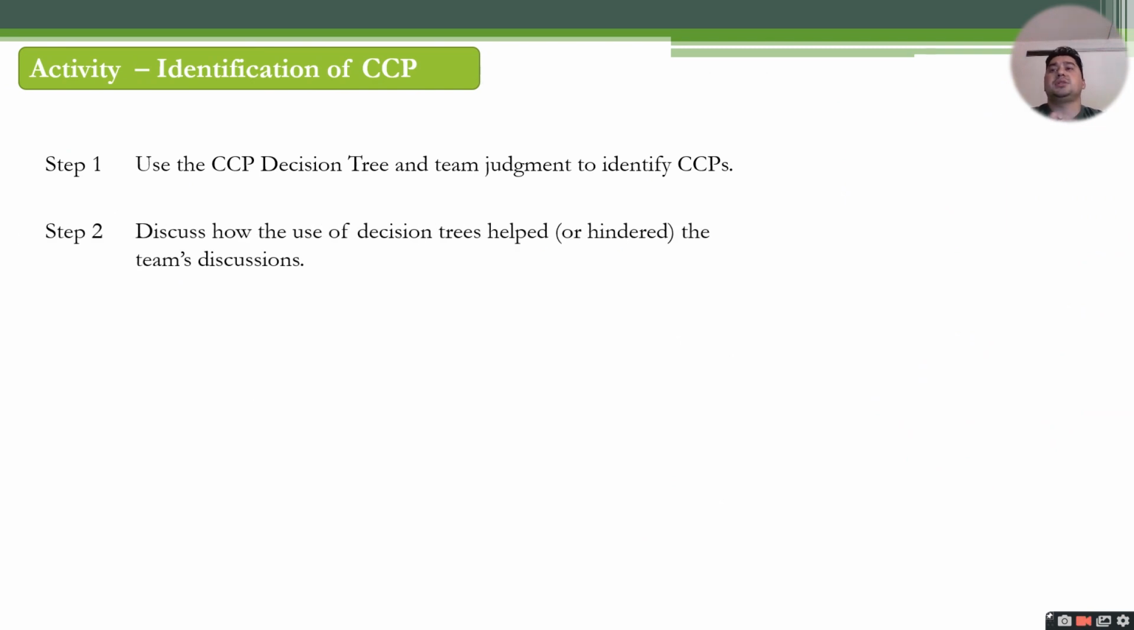Activity. Now, this is the first activity. In this one, we have to identify a CCP. Use the CCP decision tree and team judgment to identify the CCP. First of all, you have to take the CCP decision tree, which I have shown you, where we have to ask 4 questions. After that, you use judgment to identify the CCP. Then discuss how the use of the decision tree helps the team's discussion. That is the activity you have to perform with your HACCP team.